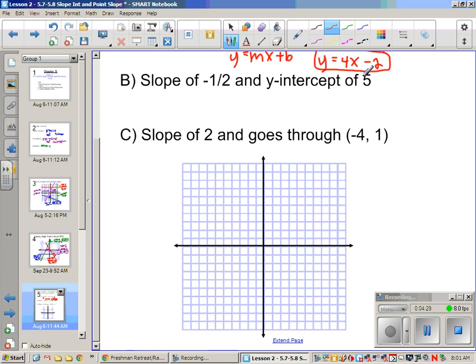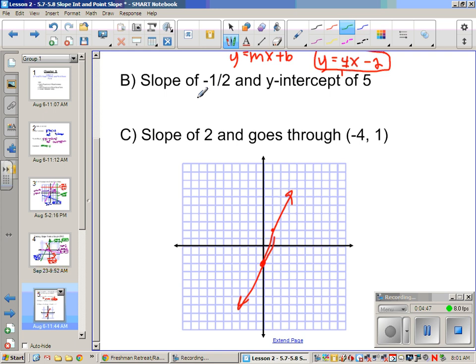I start at my y-intercept, which is negative 2. I go up 1, 2, 3, 4, and over 1. Whenever you get a whole number, you're going to graph it, put a 1 on the bottom. So there's the best line I can draw on my contraption that I'm using to write.